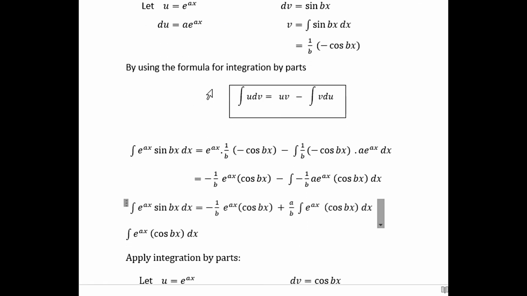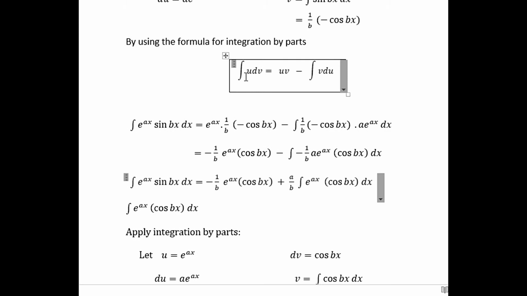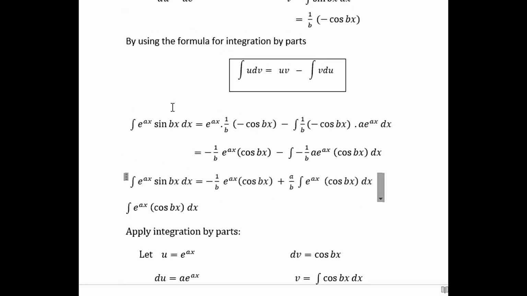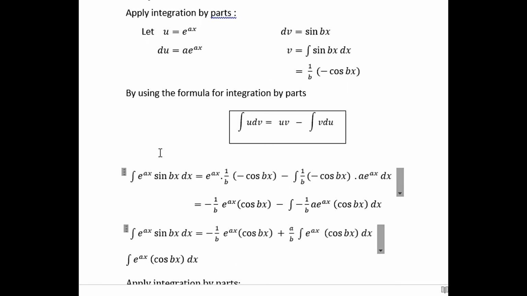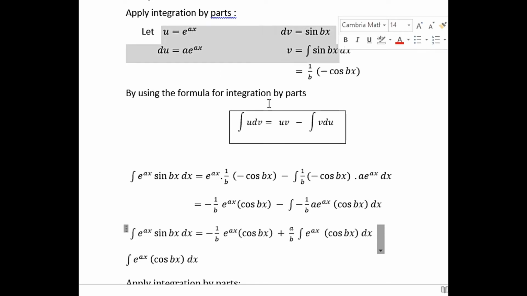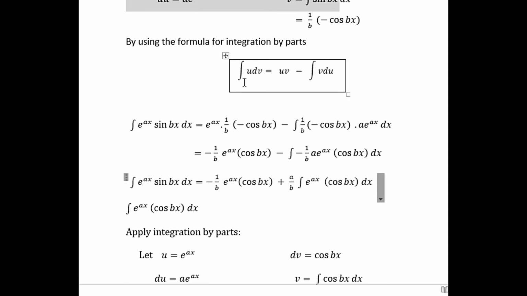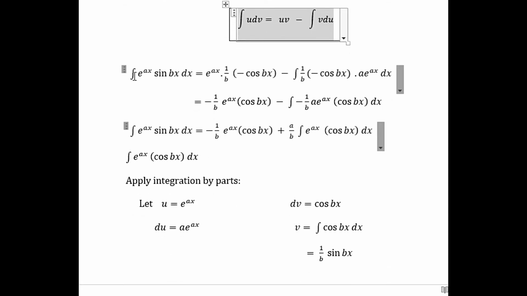Next, by using the formula for integration by parts. This is the formula for integration by parts: integral u dv equals uv minus integral v du. So from above, we substitute this equation into the formula for integration by parts, and we will get this.